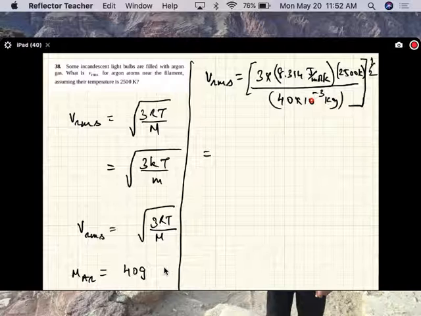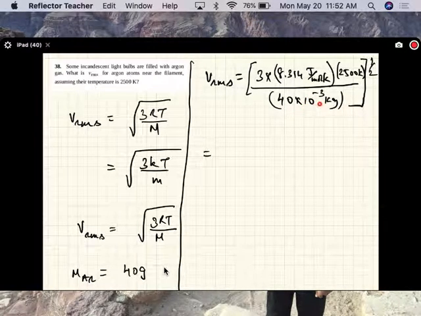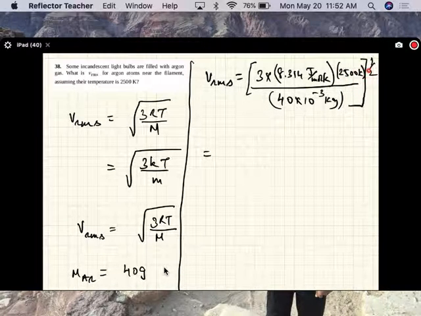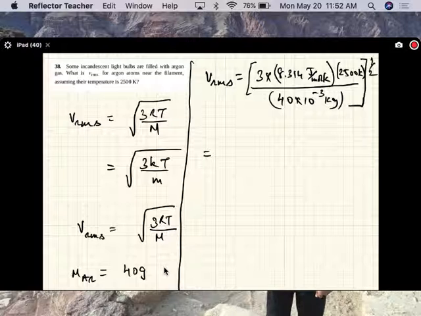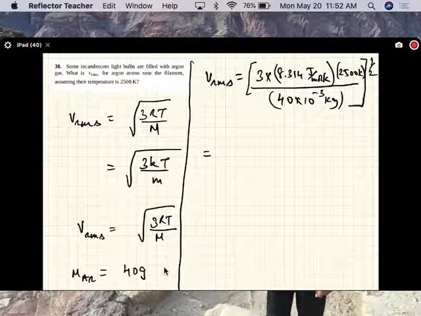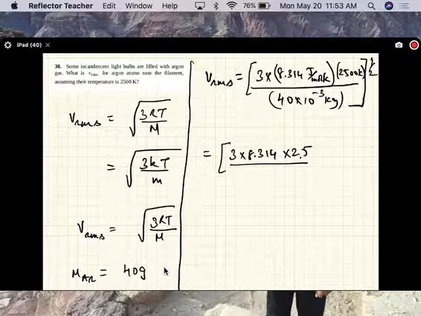Okay, again, here's what you want to take care of: powers of 10. This is 10 to the power 3. It'll come to the top. We'll make that 2.5 times 10 to the 3. Half of that is, so that's 10 to the 6, and half of that is 10 to the 3. So this is 3 times 8.314 times 2.5, divided by 40 to the power half, times 10 to the 3, and this is the speed, so it'll work out in meters per second.